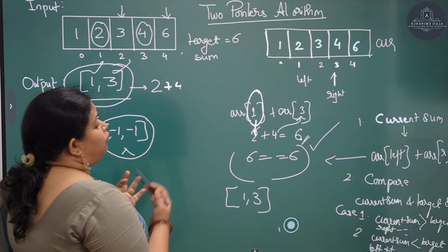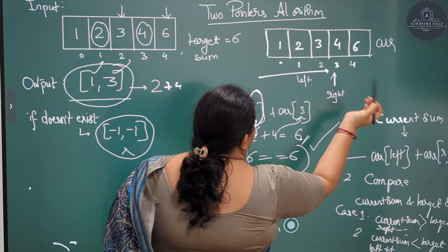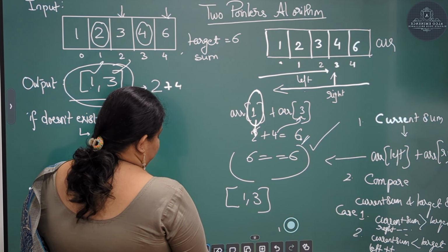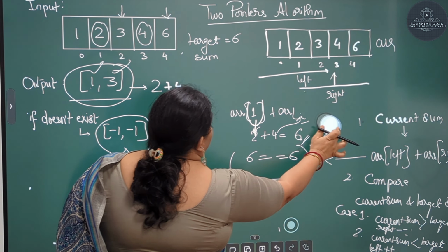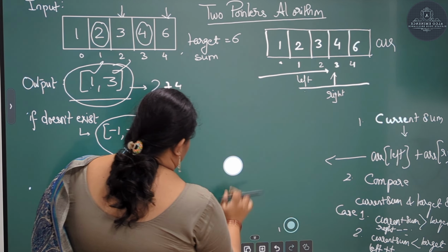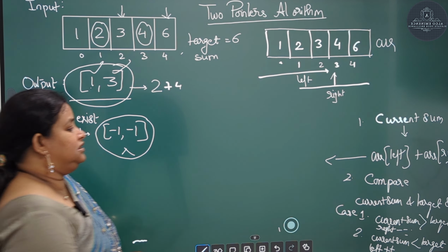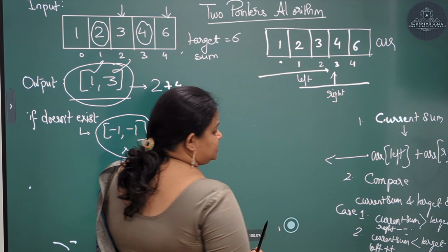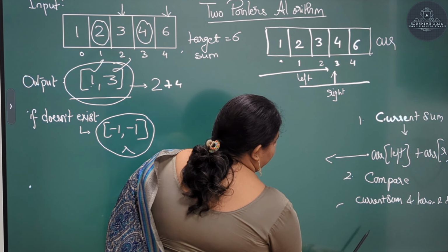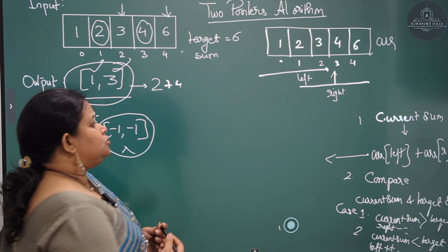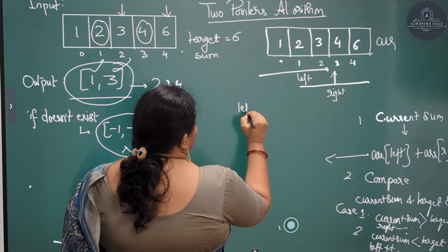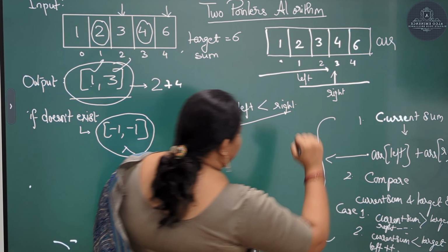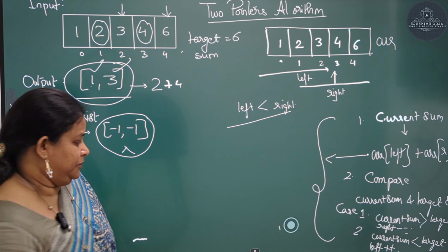Now, up to what limit should this left pointer move, or up to what limit should this right pointer move? The movement of the pointers will be our condition for how long the iterations should go on, and these steps like calculating the current sum, comparing with the target sum, and then if not equal, going for the cases will take place. Until and unless my left is less than right, we will be doing this process and finding out if our current sum is equal to the target sum, right?